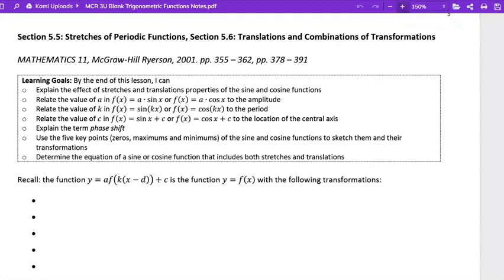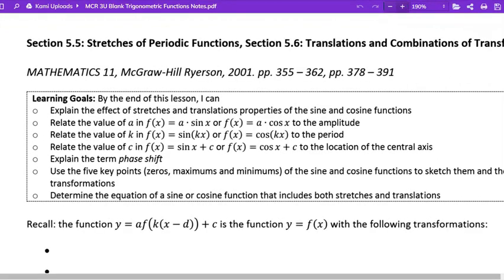I would have to have switched it. All right. So today we are going to explain the effects of stretches and translations. So we're going to look at how various transformations will change the sine and the cosine function. We are going to relate the value of A. So what does the vertical stretch do? And we're going to connect it to the amplitude. We're going to look at what K does. What does the horizontal stretch do? And if the vertical stretch affects the amplitude, what does the horizontal stretch affect?